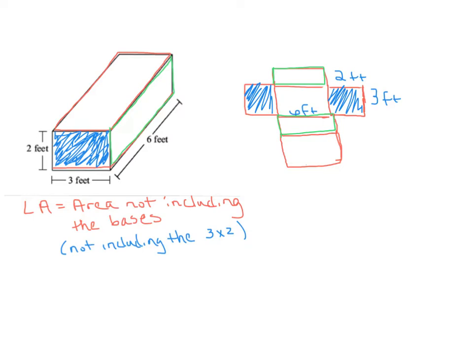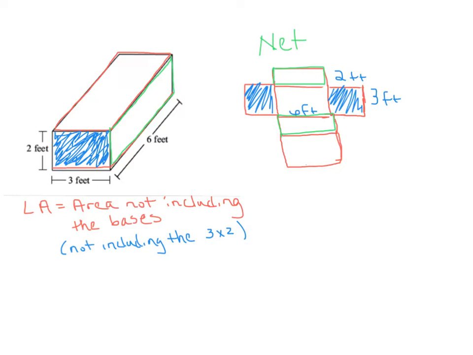Also, over here to the side, I have an open net of the very same three-dimensional figure. I just opened it up and it formed a net. So the blue sides are going to continue to be the bases, and when we find the lateral surface area, we will not include those blue sides.